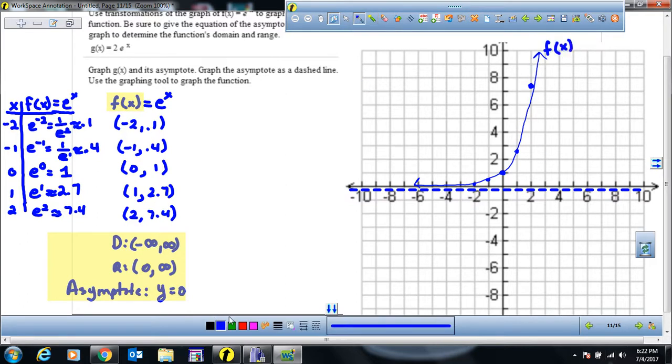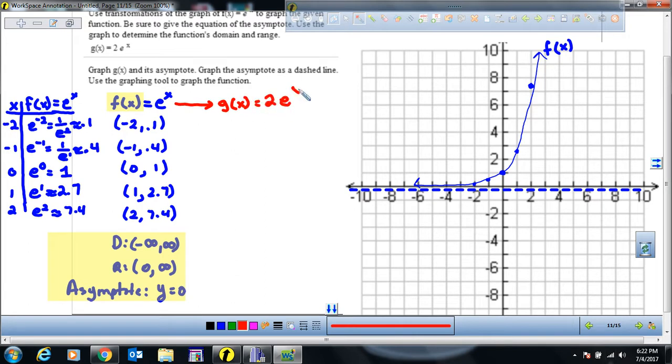Now, let's create the graph of g of x. Now, for the function g of x, there is only one little change. What do you see as a change here? There's a 2 in front of the function. That number is being multiplied. Remember, when we multiply a constant to the function, that is going to create a vertical stretch or vertical shrink depending on the value. If it is greater than 1, like this one, it is going to create a vertical stretch. That's what this one is going to do, a vertical stretch.